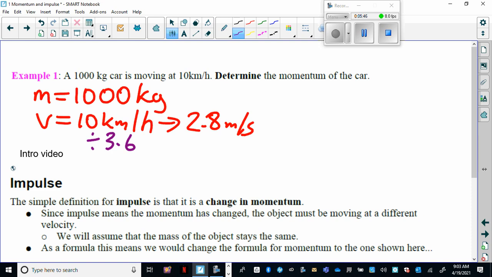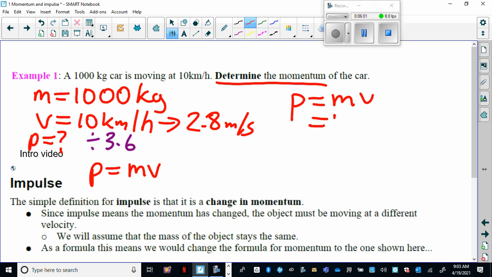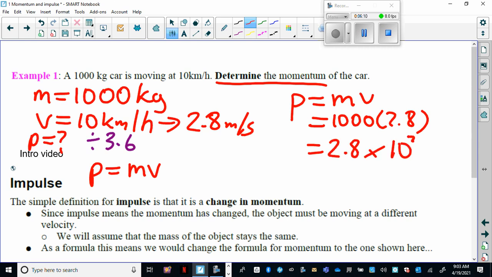We're looking to determine the momentum of the car, P equals question mark, and then P equals mv. Plug in the numbers, 1,000 times 2.8, and we get the answer of 2.8 times 10 to the 3 kilograms meters per second. Correct amount of significant digits, 2 here, so 2 in our answer.